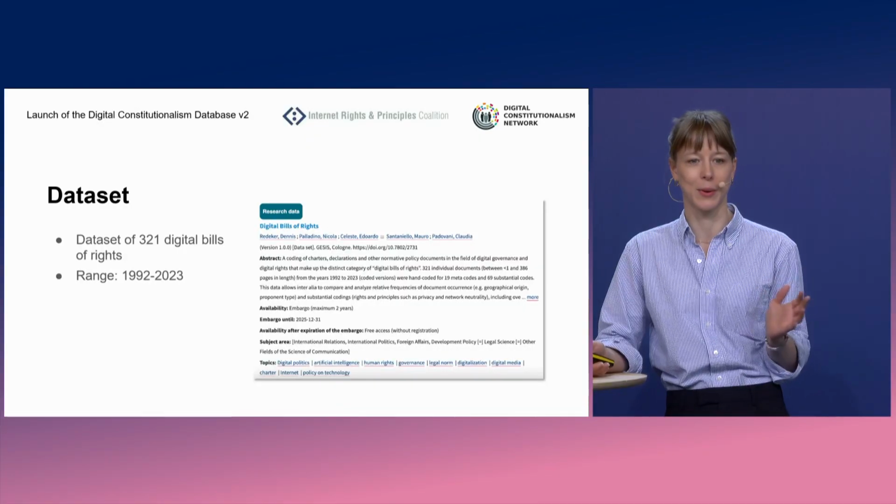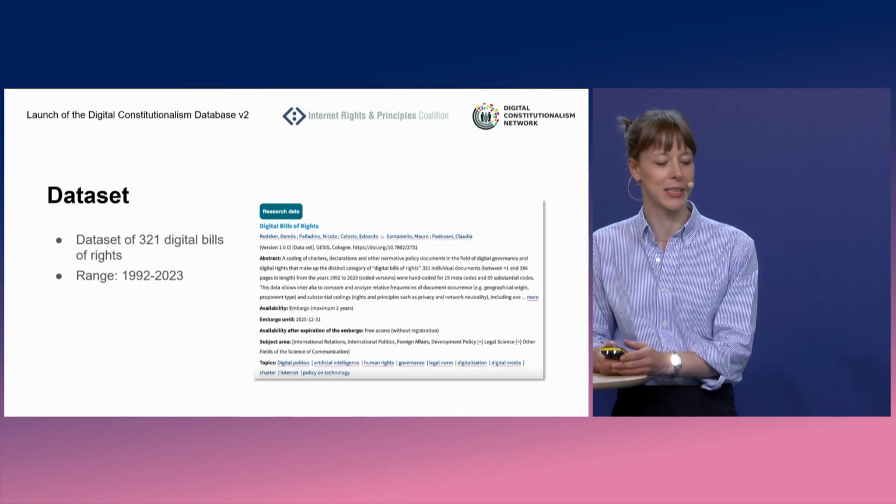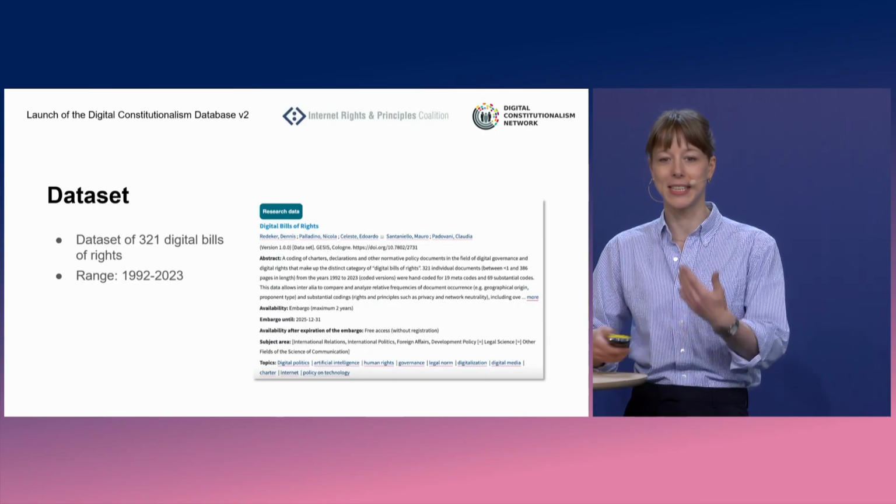Excellent. So I will talk you through some of the more specifics of what actually is in this dataset and what you will be able to work with in the database. So indeed, as was already mentioned, this is over 300 bills of digital rights, or 321. And they range over 30 years. So the oldest one that we have in the collection is from 1992, all the way up to 2023. And of course, we know that these keep on being developed.